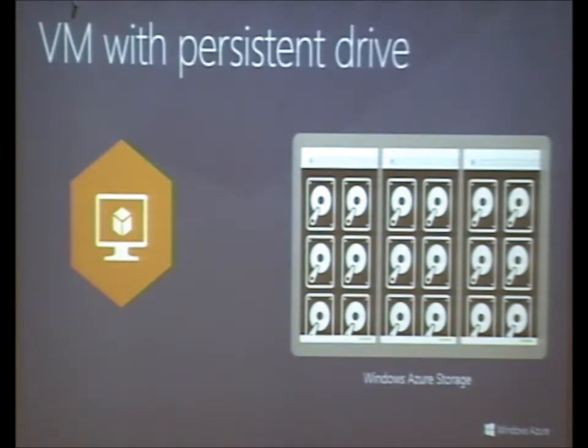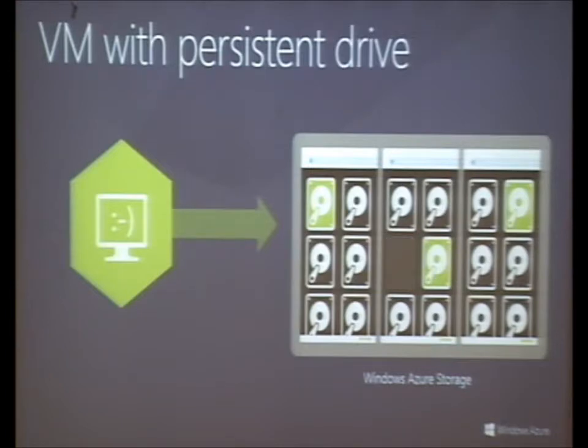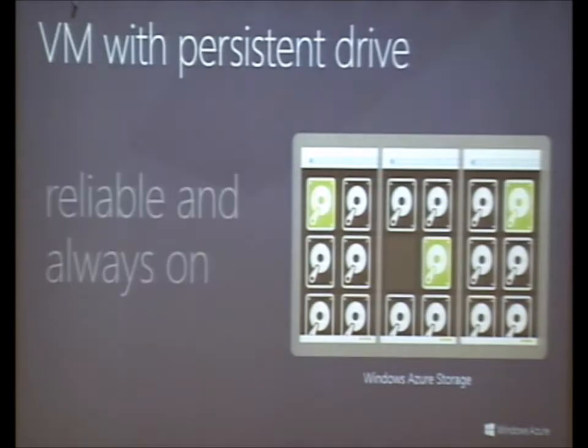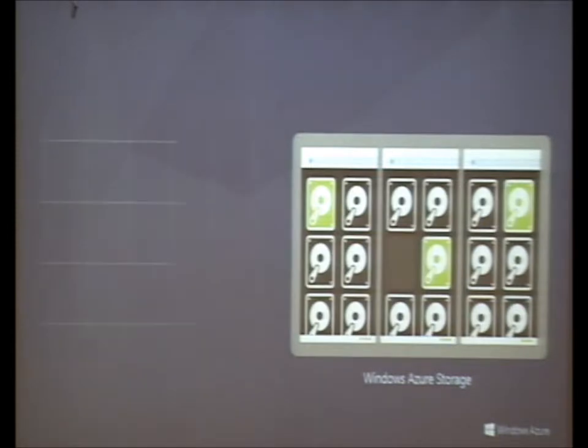Another important feature of VMs is the persistent drive. When you create something inside Windows Azure, for example a virtual machine file for hosting your VM, the data is triplicated. We have Windows Azure storage, so there are 3 copies on 3 different hard drives inside the data center. When one of these hard drives fails for whatever reason, Windows Azure is automatically responsible to spin up another drive and create another copy. So at the end, you always have a reliable, always-on VM that you can host inside Windows Azure.